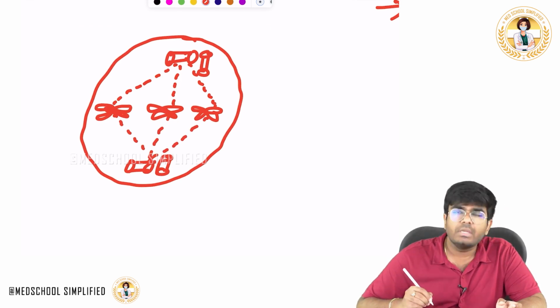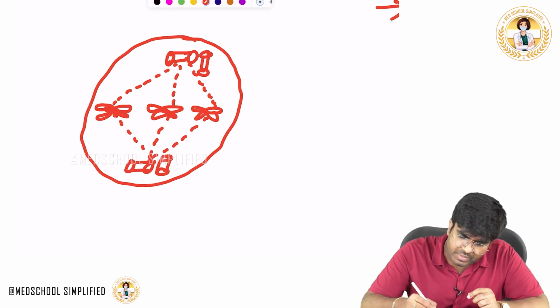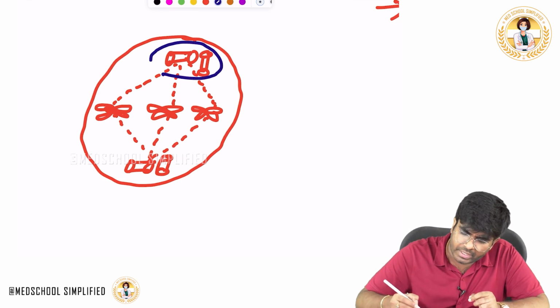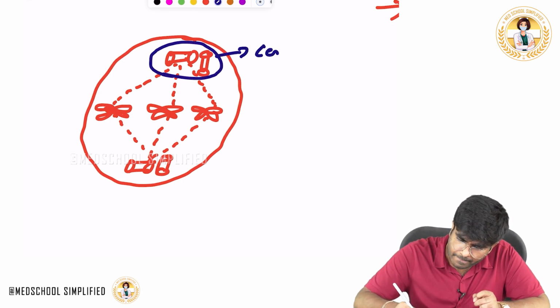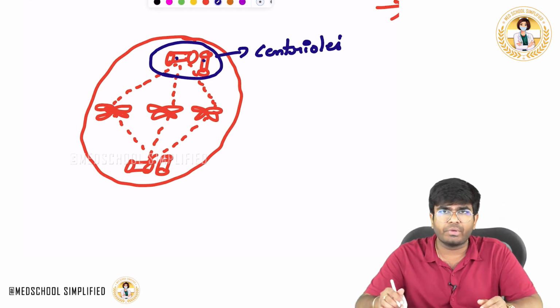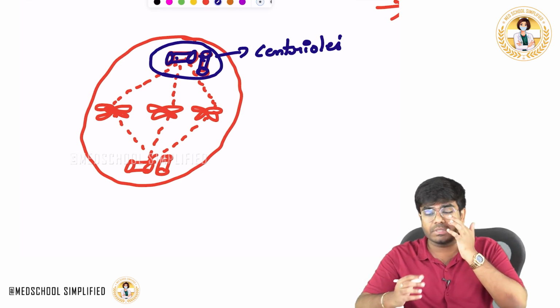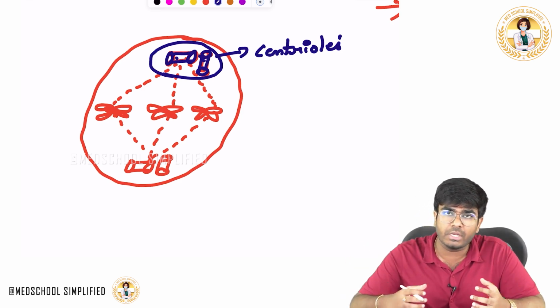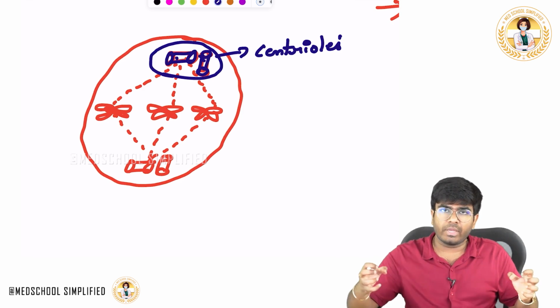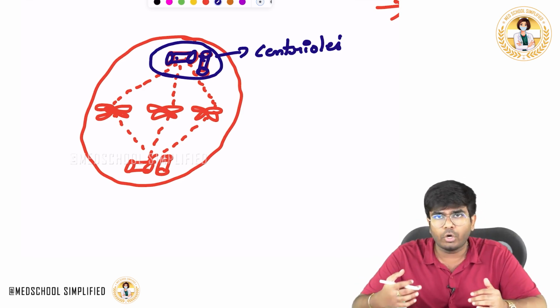The spindle apparatus, which is made up of the microtubule, helps in the separation of the chromosomes to both the extremities. The spindle apparatus is formed by an organelle called centrioles. Okay, these two things are the centrioles. Together they form the centrosome. Now these centrioles, what they are doing? They help in the cell division process. They help in the mitotic spindle formation. They help in the movement, separation of the chromosomes into two daughter cells.